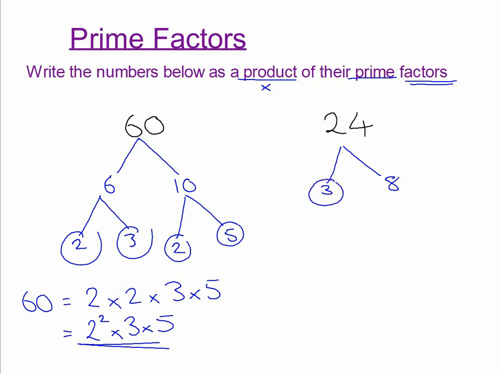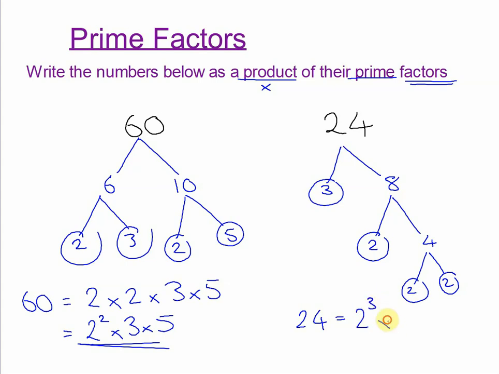So 3 was prime, so I circled it. 8's not prime, so I'm going to go for 2 and 4, the only option I had. 2 is prime, the only even prime number. And 4 is 2 and 2. Okay, so this time 24 is equal to 2 repeated 3 times, times 3. Okay, so we can break numbers down into prime factors.